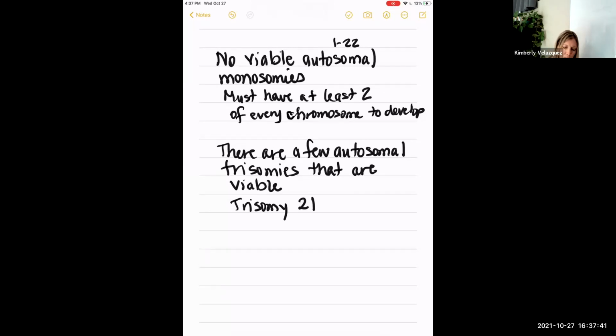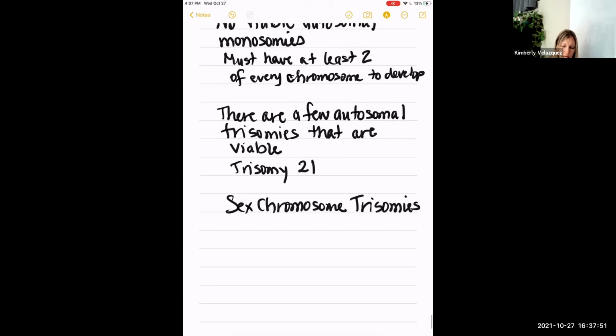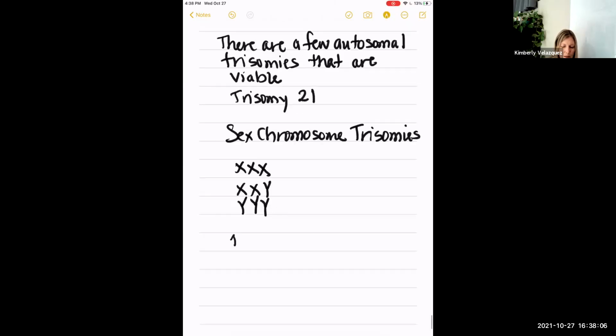There are sex chromosome trisomies that are viable. You can be XXX, XXY, YYY, and you might not even know that someone is that. There's one sex chromosome monosomy. So this is the only viable monosomy in all of biology.